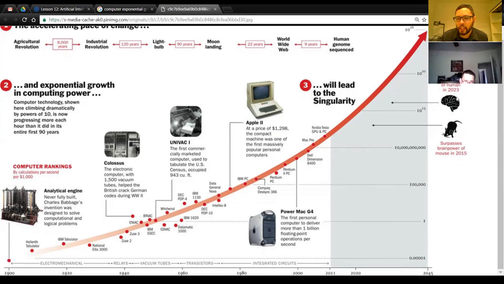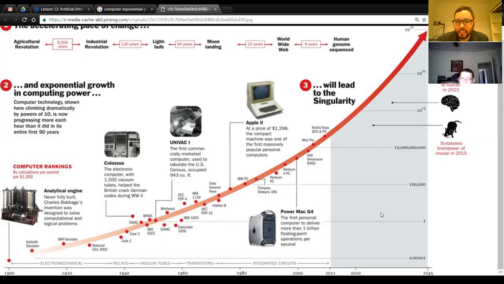Kurzweil and several other thinkers put this period sometime around 2035, 2045, when computers pass the intelligence of humans. It's called the singularity, where machines are more capable than human beings. The reason it's called a singularity is because it's supposed to run away from us after that. If I have a computer that's smarter than a human being, then that computer can build the next generation of computers. And that computer can build the next generation computer, and so on. And so suddenly we're outside of the realm of what human beings can even understand. This is the idea. The computers just rapidly outpace us.